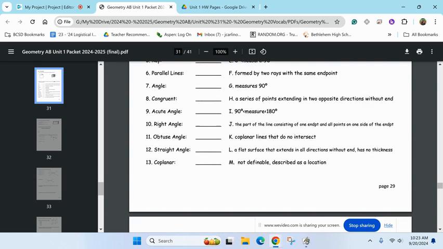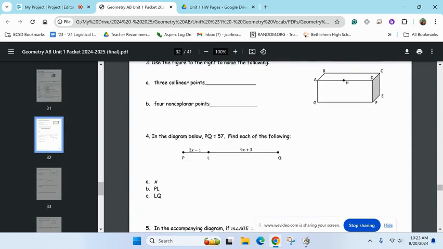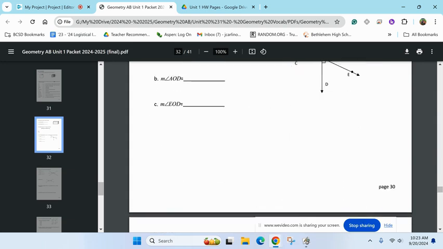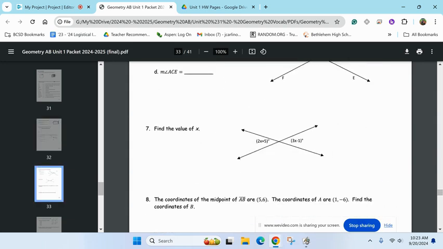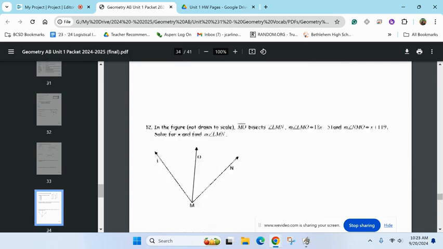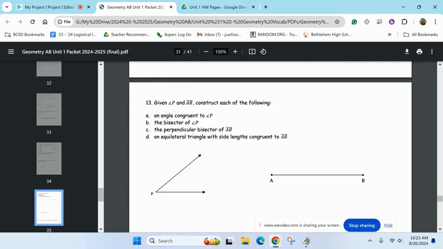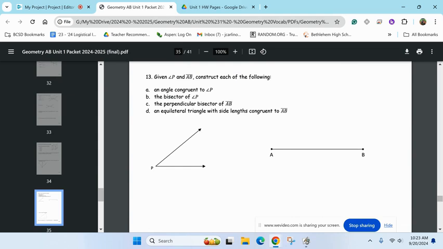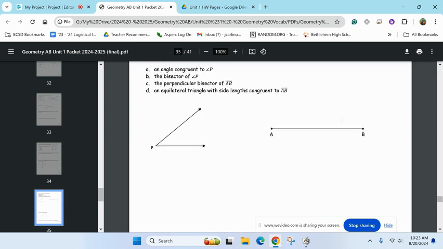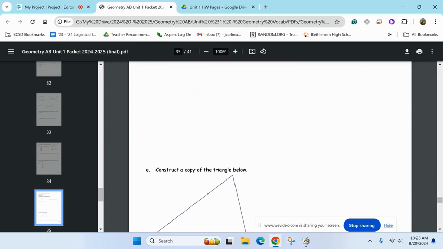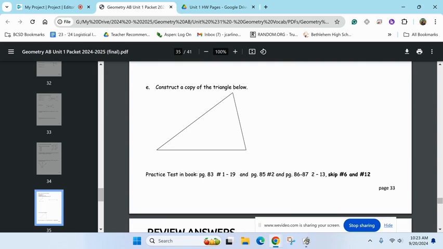On page 29 starts a slew of review questions that you can try out to prepare. A ton of them. Woo! 13 review questions, and some of them have parts A, B, C to them. Right? 13 review questions. In addition to that, please go to page 33, the end of the review questions for me.